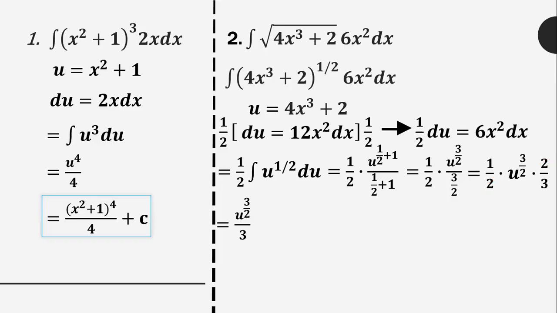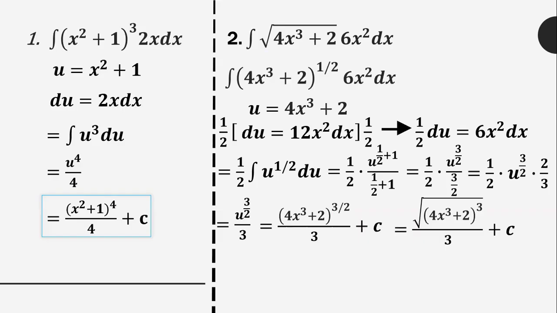Afterwards, we can now replace u with 4x cubed plus 2. So we will return now to the x value. Remember that turning u from the x value, your constant of integration must appear already. And this one is raised to 3 halves. Remember that we can still rewrite this one into its equivalent radical form. So the square root of the quantity 4x cubed plus 2 cubed over 3.